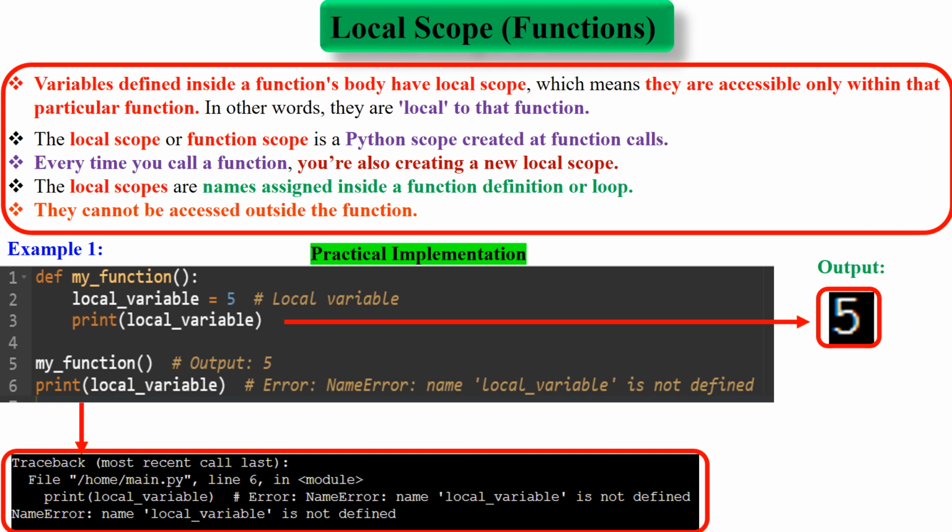Variables with local scope are limited to the block or function where they are defined. Once the execution flow exits the block or function, the local variables are destroyed, and you can no longer access them. If you want to use the value of local_variable outside the function, you would need to either return the value from the function and store it in a different variable, or define the variable outside the function in a broader scope, such as the global scope.